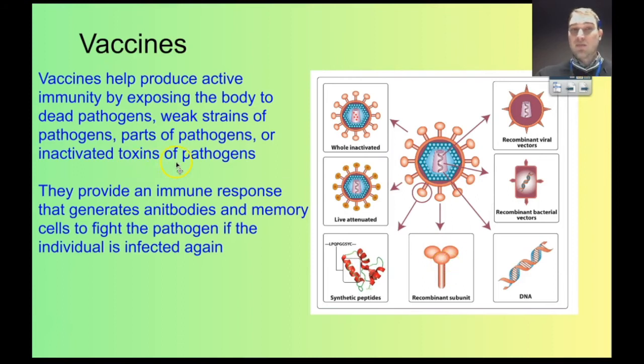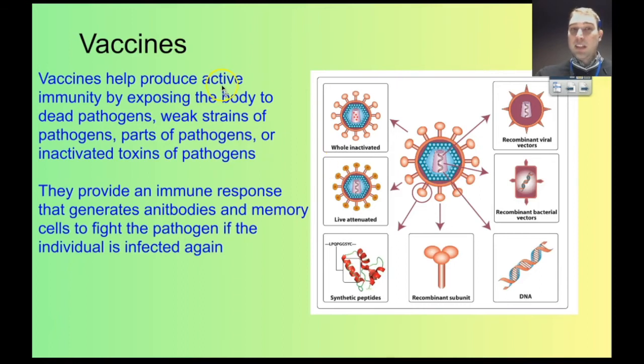Inactivated toxins of pathogens, so this is what happens with tetanus. Rather than injecting you with tetanus bacilli, the bacteria that cause tetanus, they inject you with parts of the toxin. Not the whole toxin, because otherwise you'd get sick, but little parts of it. And that way your body looks for the toxin and inactivates the toxin, so that stops it from working as well.